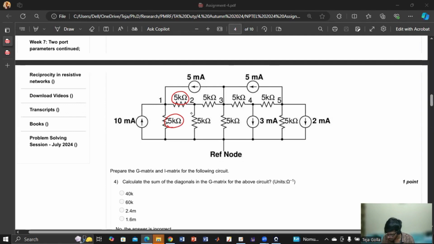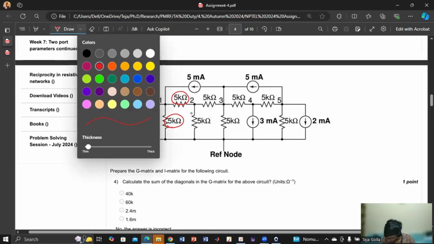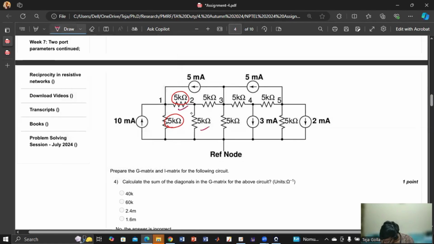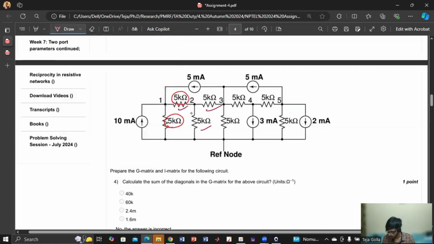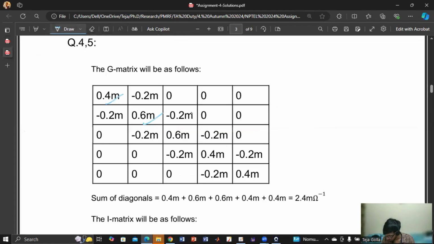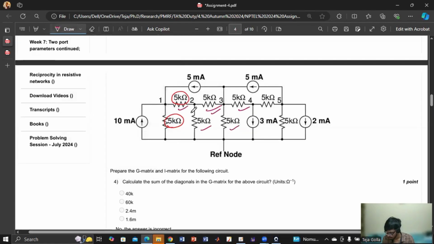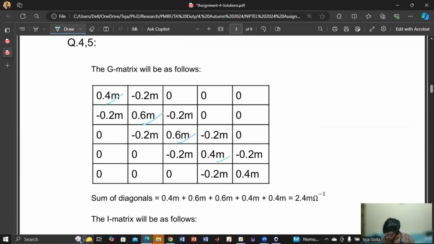So if we consider node 2, what resistors do we have? We have three resistors. So 0.2 plus 0.2 plus 0.2, how much is it? 0.6. Similarly, at node 3, we have three resistors, so again we have 0.6. At node 4, we have two resistors, so we have 0.4. At node 5, we have two resistors, so we have 0.4. So diagonal elements are done.